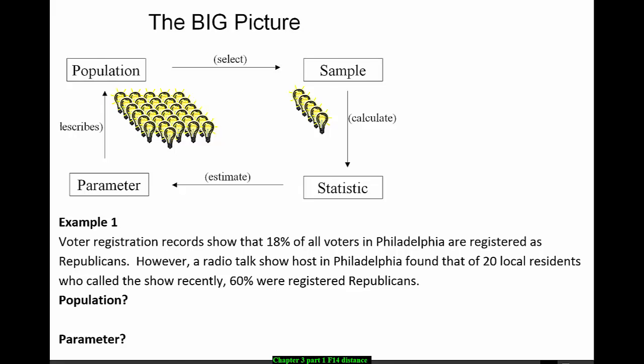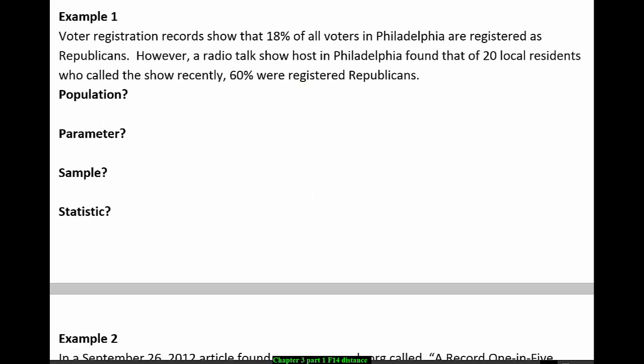Let's do an example. Voter registration records show that 18% of all voters in Philly are registered as Republicans. However, a radio talk show host in Philadelphia found that of 20 local residents who called the show recently, 60% were Republicans. We need to pick out the population, the parameter, the sample, and the statistic. So we're studying the percent of voters that are Republicans. The population of interest, then, is all voters in Philadelphia.